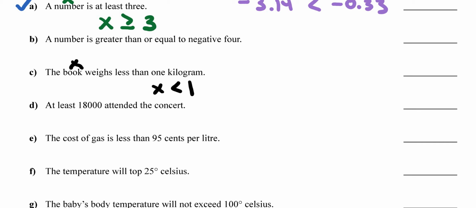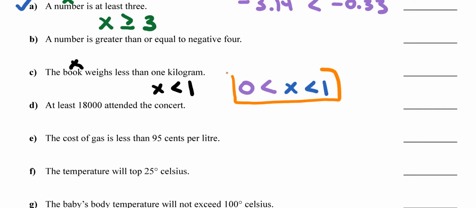A better answer would be, we know x is going to be less than 1, right? It has to be less than 1 kilogram, but it has to be greater than or equal to 0, right? Actually, I would rather just say x is greater than 0, because for a book, it has to weigh something, so it can't be nothing. So this statement right here in the orange box is saying that we're less than 1, but we're also greater than 0.